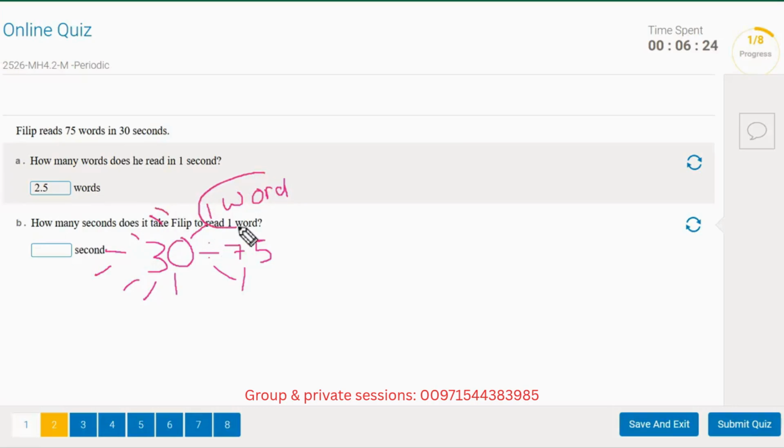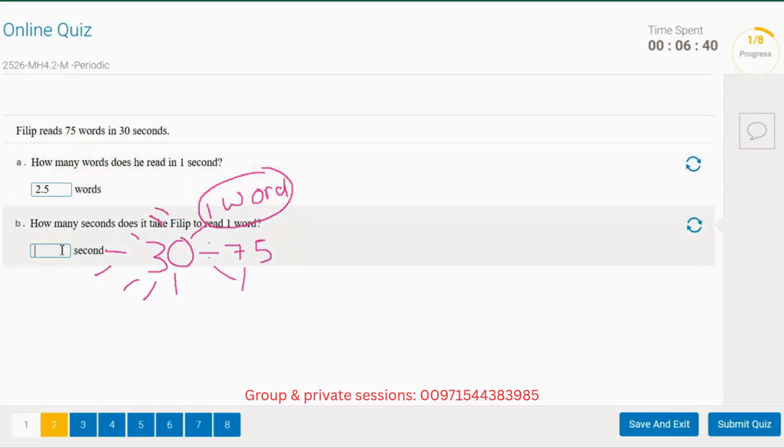Then you will find out how many seconds it takes to read 1 word, because you will be converting that time into 1 word. You'll be showing that 30 seconds, how much does it take to read 1 word? How many seconds? 30 divided by 75 is 0.4.